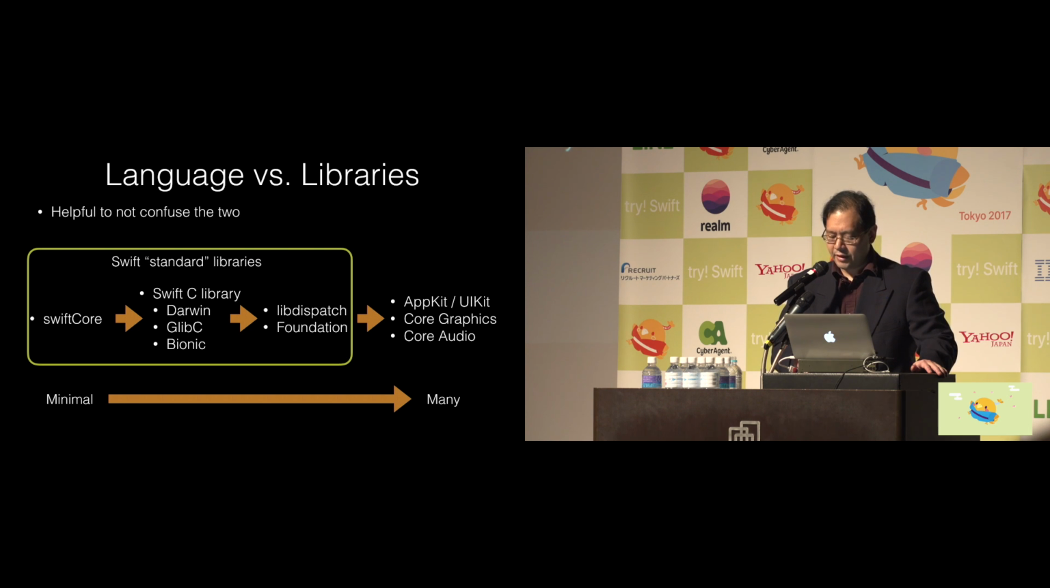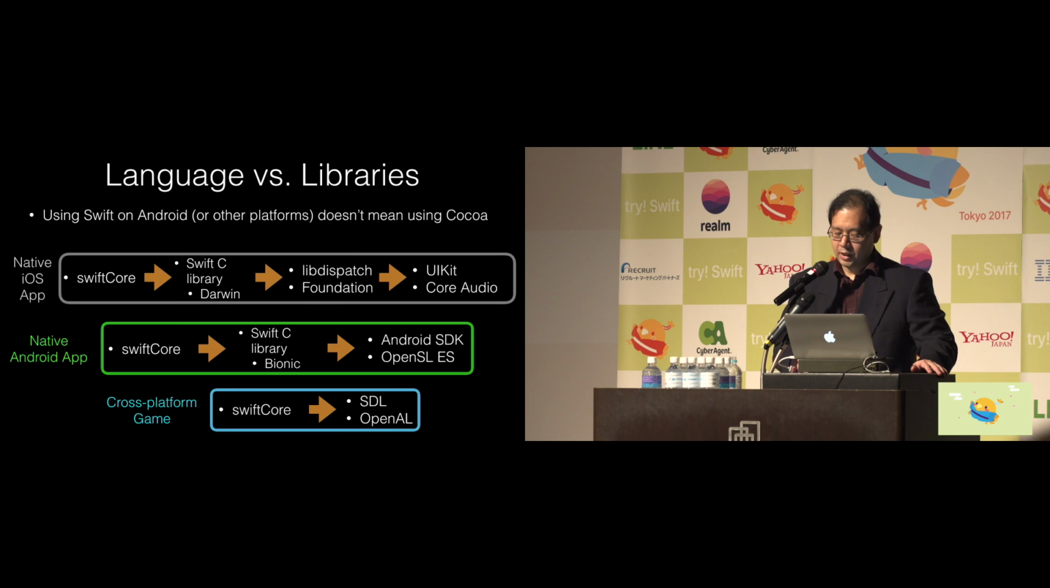We'll visit them again later, but for this part of the talk, I want to emphasize we are just getting the base Swift language working on Android, and you don't need the rest to make fully capable, shippable apps with Swift. Here's an example. Imagine these apps are written in Swift, and all must use Swift Core. But after that, each uses a different set of libraries. At the top is our native iOS app. It uses all the Swift standard libraries, plus UIKit and Core Audio.